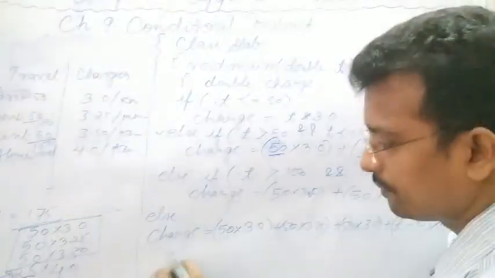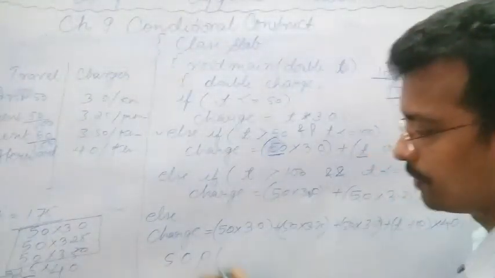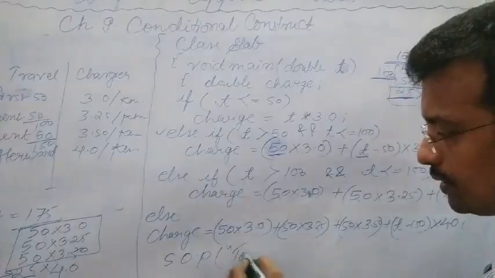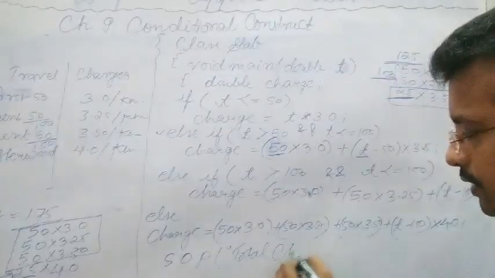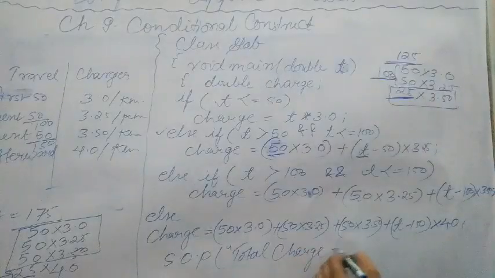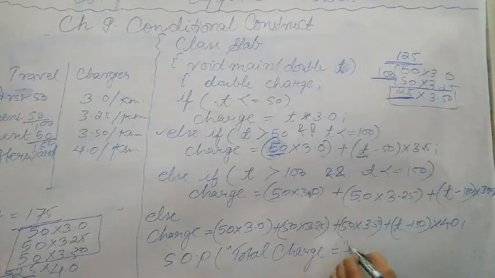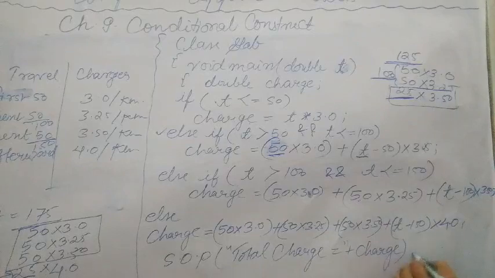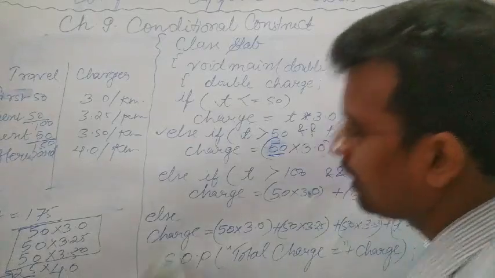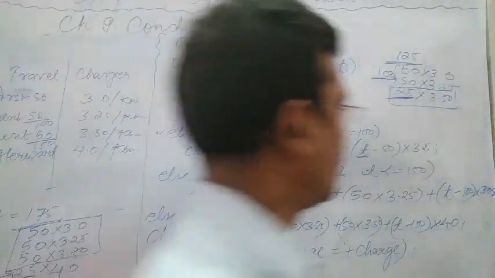Now you will print the result. System.out.print total charge equal to, plus. This way you can print the result. Now let's execute this program. Try to see what answer is coming and how it is coming.